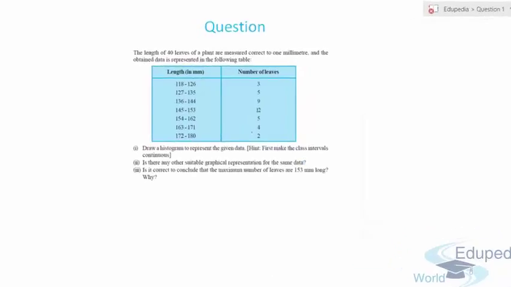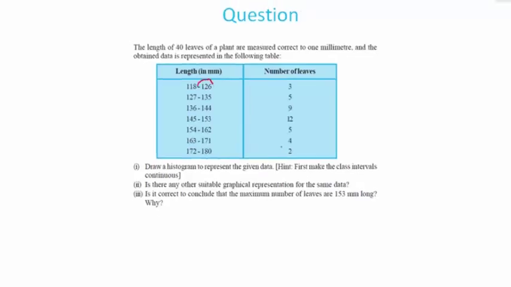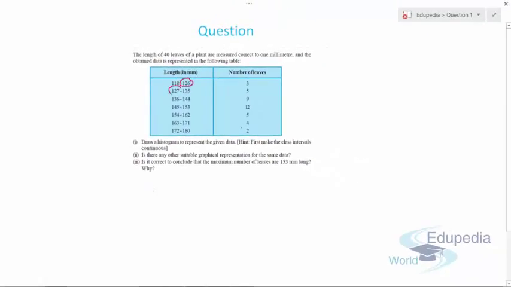Now the question says that the length of 40 leaves of a plant are measured correctly to 1 millimeter. And the data obtained is represented in the following table, right? Now the first part is we need to draw a histogram to represent the given data, and the hint given is first make the class interval continuous. If you can see properly, this is 126 and this is 127. So the data is not continuous. So we have to make the data continuous. We'll learn how we can make the data continuous.